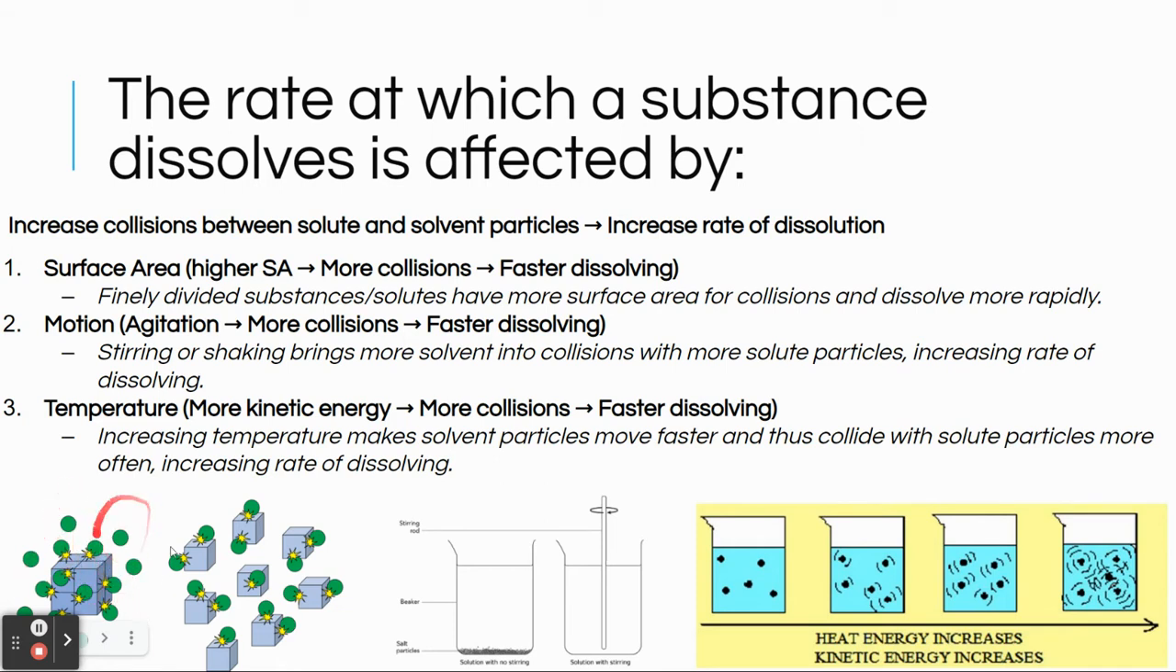But if you were to crush that sugar cube up, it would dissolve faster because now you have all the surface area on the outside, but also the surface area on the inside exposed too. So there's a greater surface area. So if you have a higher surface area, you have more collisions, you have faster dissolving as a result of that. So that's why it's easier to crush up a powder or something you want to dissolve into a powder so that there's more surface area to dissolve it.